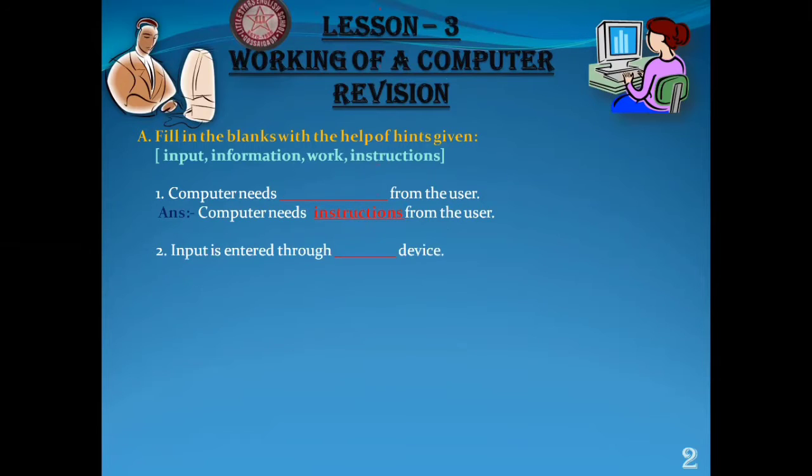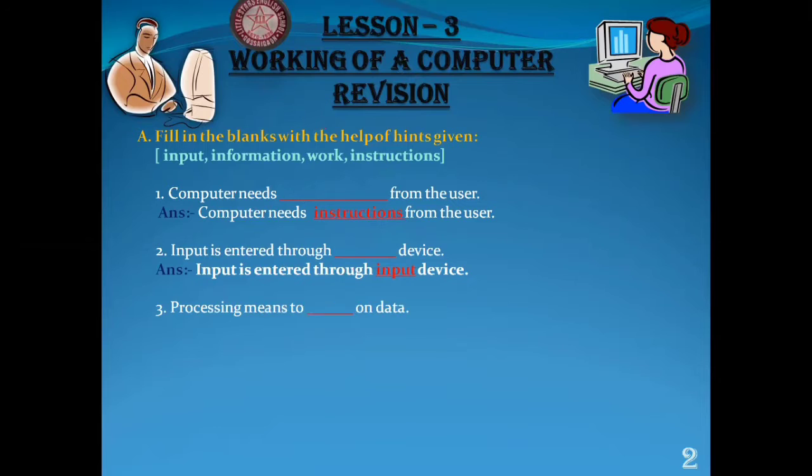Input is entered through dash device. So in the chat box, whatever question is there, you can type the answer and send it to me. Input is entered through dash device. So let us see the answer. Answer is: input is entered through input device. Okay, number 2 is finished. Now number 3.